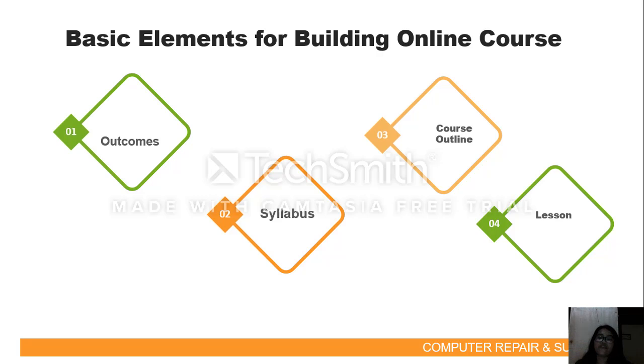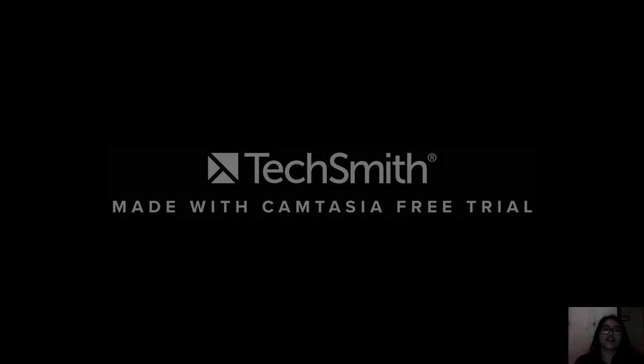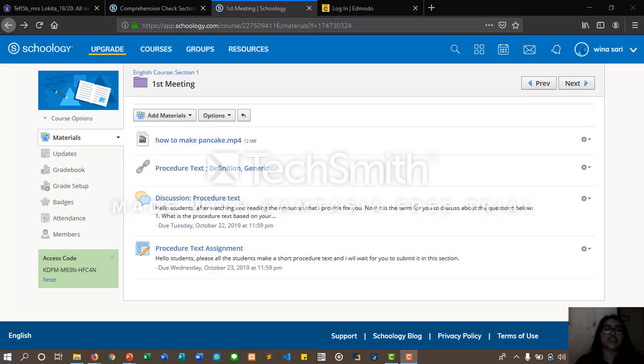So next I will give you an example of this lesson. Here I will show you an example of a lesson in one meeting. Here this is the first meeting in the English course, and this topic is about procedure text, and here I chunk the topic into several sections or discussions. Here are the resources that I provide for the students. Here as you can see, this is the discussion section and also the assignment section. This is called the lesson.